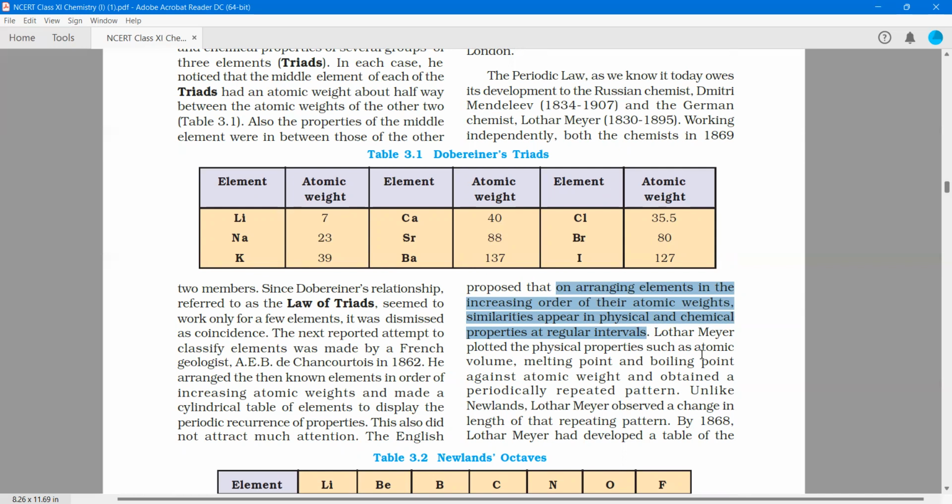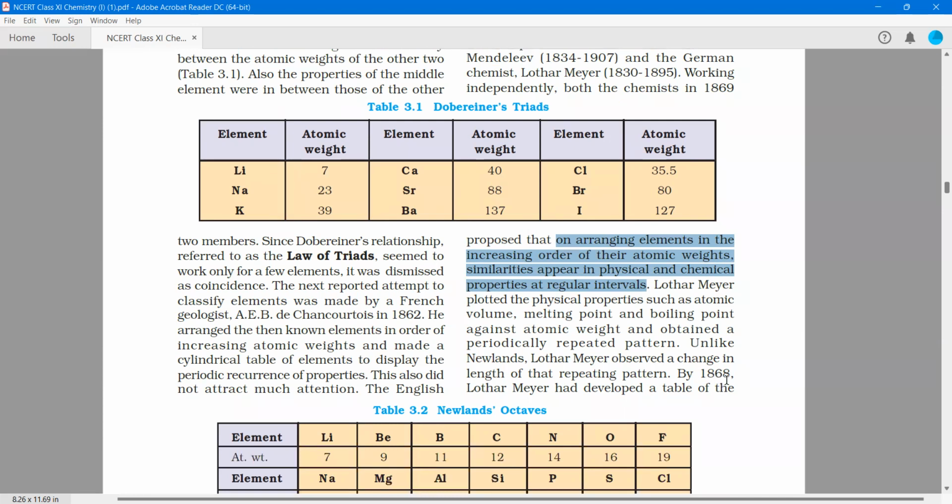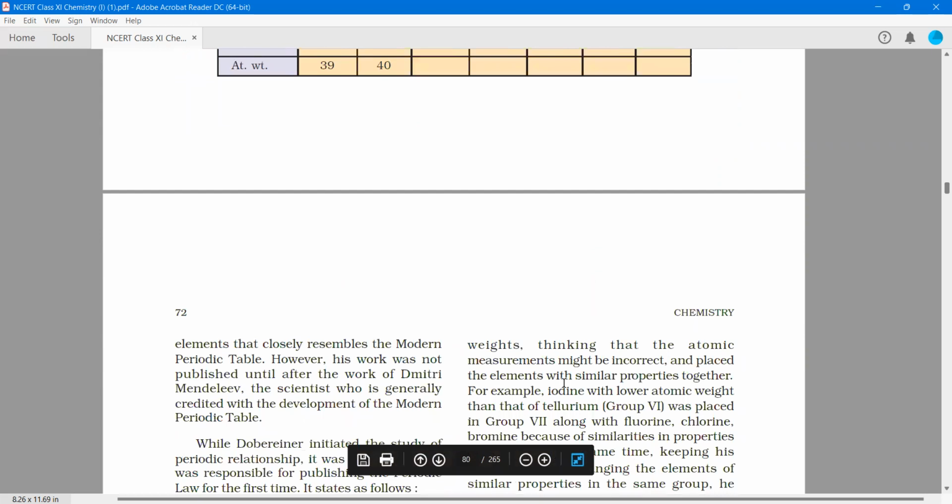So Lothar Meyer plotted the physical properties such as atomic volume, melting point, and boiling point against atomic weight and obtained a periodically repeated pattern. Unlike Newlands, Lothar Meyer observed a change in length of that repeating pattern. Okay, by 1868, Lothar Meyer had developed a table of the elements that closely resembles the modern periodic table.